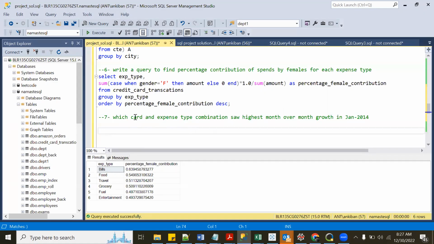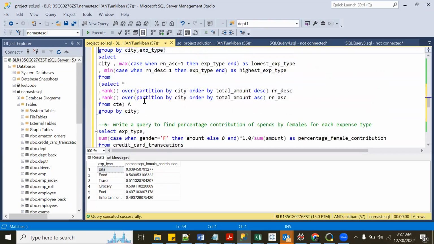Which card and expense type combination saw highest month-over-month growth in January 2014? Right? So again, we have to find our aggregation on card and expense type. Okay. And on that combination, right? We have to find highest month-over-month growth. So it is clear case of lead lag, right? Because I have to compare with the previous month. So I have to see that in January 2014, how much was the growth compared to the December 2013. Okay. And then I have to find growth, and I have to find then which card expense type combination saw the highest growth. Right? Let's do it quickly.